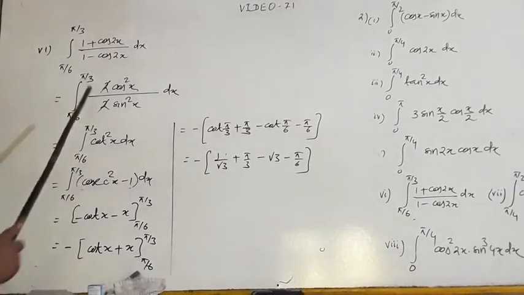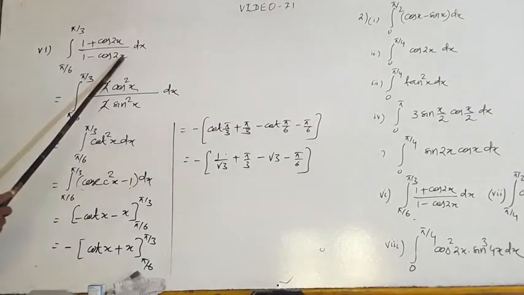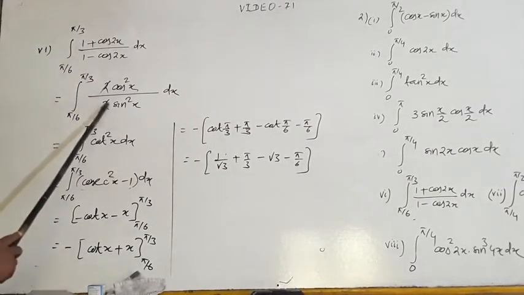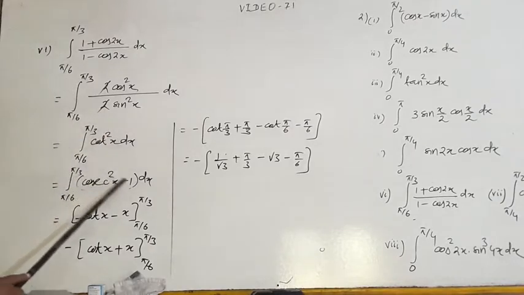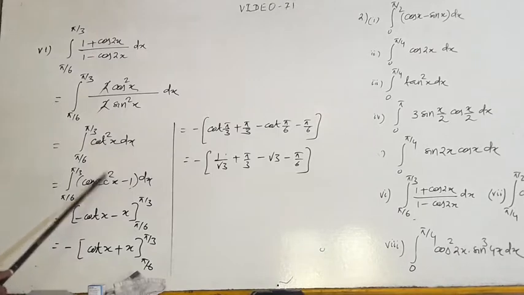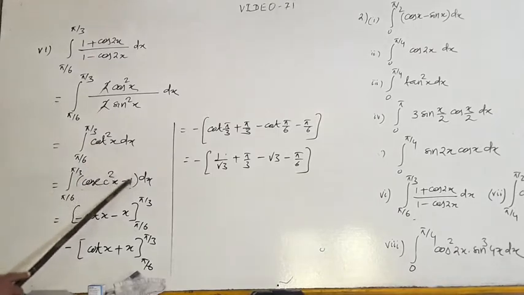Now look at this problem. 1 plus cos 2x by 1 minus cos 2x. It is 2 cos square x by 2 sin square x. Now it is cot square x. Cot square x is cosec square x minus 1. Cosec square x का integration minus cot x है. Minus x, you have to take minus common. cot x plus x, pi by 6 to pi by 3, then put the upper limit, then minus the lower limit, you will find the answer by simplifying this.